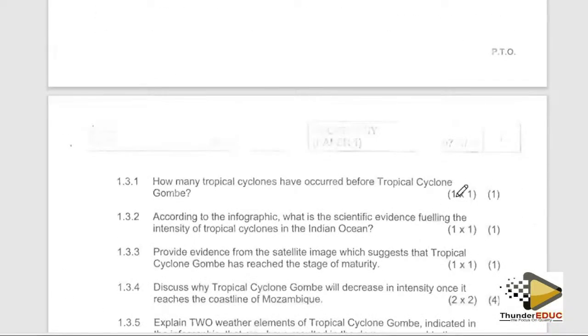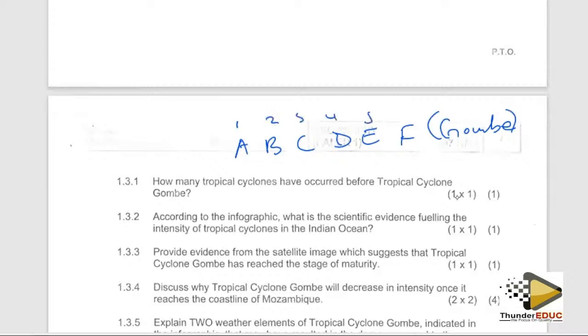Okay, question 1.3.1. How many tropical cyclones have occurred before tropical cyclone Gombe? Before Gombe, so we go back to, there was A, B, C, D, E, F, and G for Gombe. So before Gombe, how many cyclones have occurred in this area? 1, 2, 3, 4, 5, 6. So there'll be 6 cyclones, right?